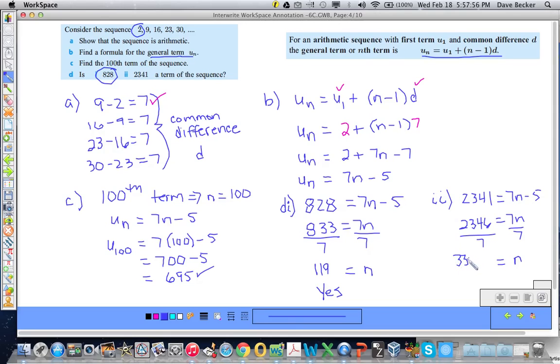335.1. Okay? So if you're counting terms, you're counting using integers. There's no such thing as the 335th.1 term. There's a 335th term and a 336th term, but there's no 0.1 term. So that means that this is not a term in this sequence. So that's how you understand that.